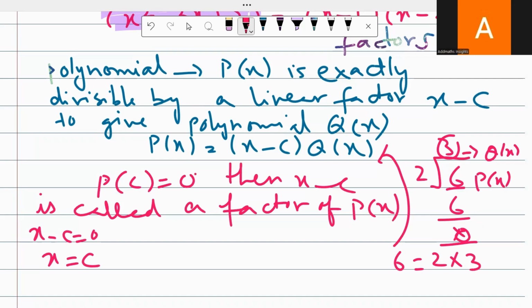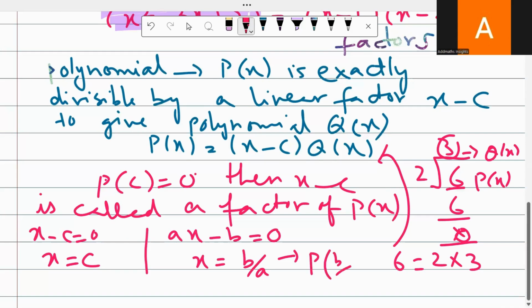But if you are dividing the polynomial by another polynomial of the type ax minus b, then you will substitute like this. Instead of x minus c, if you are dividing it by ax minus b, first you write ax minus b equals 0, and then find the value of x and substitute this value in the p of x. So it becomes p of b by a, and if this is 0, then this is called a factor of this expression.